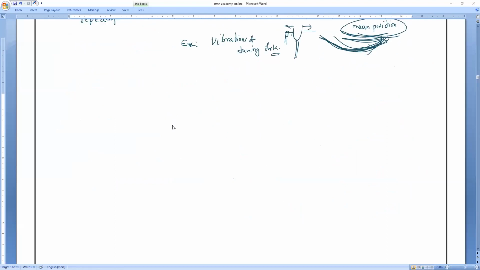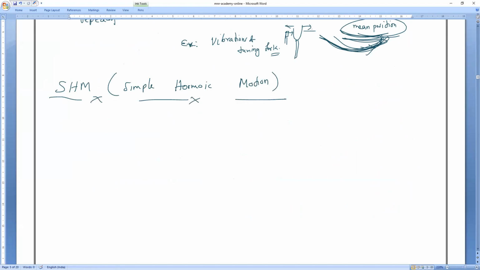Next, simple harmonic motion, SHM, very, very important one. SHM, simple harmonic motion, the most important type of motion. In 11th, 12th, everywhere it will be there. So what do you mean by simple harmonic motion?